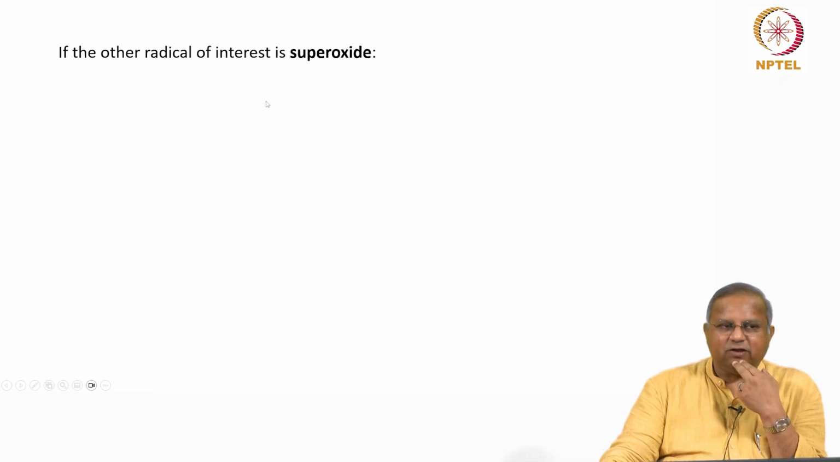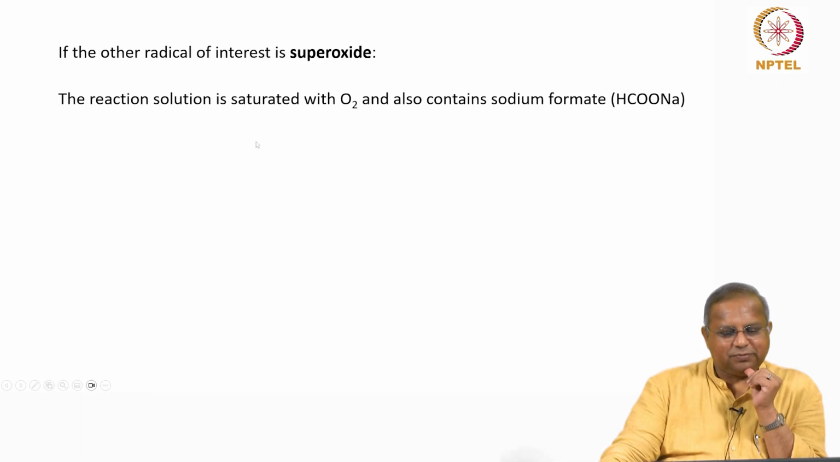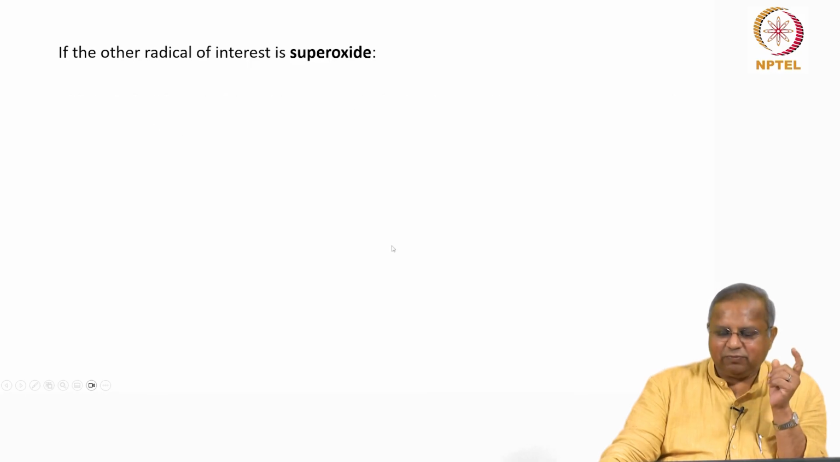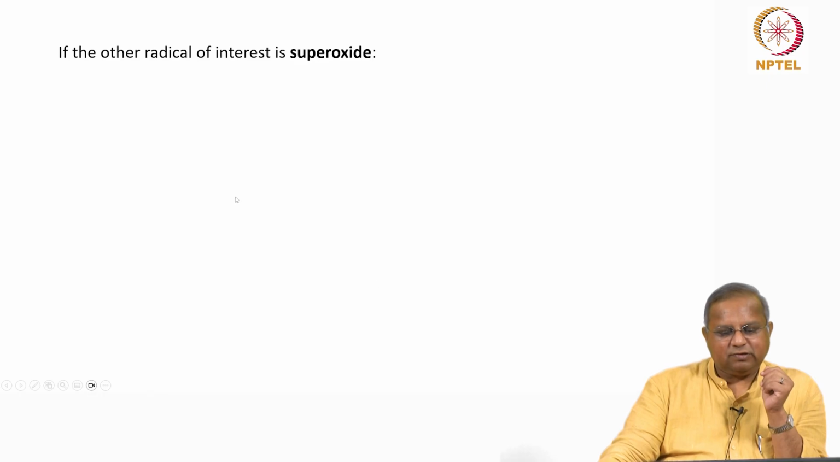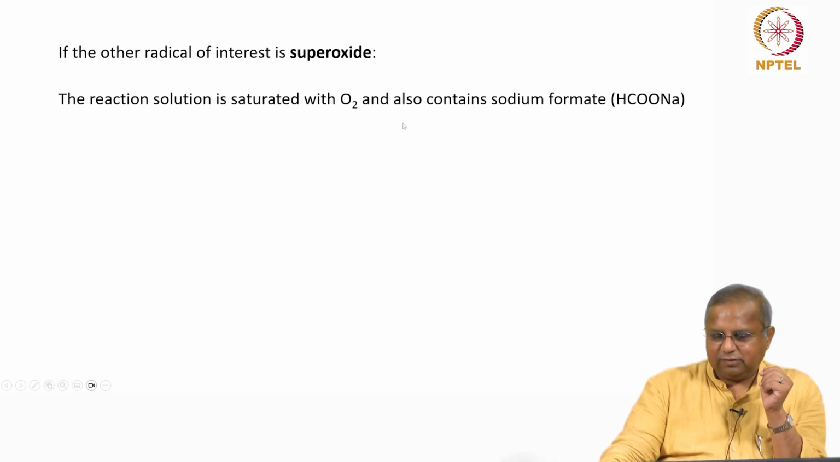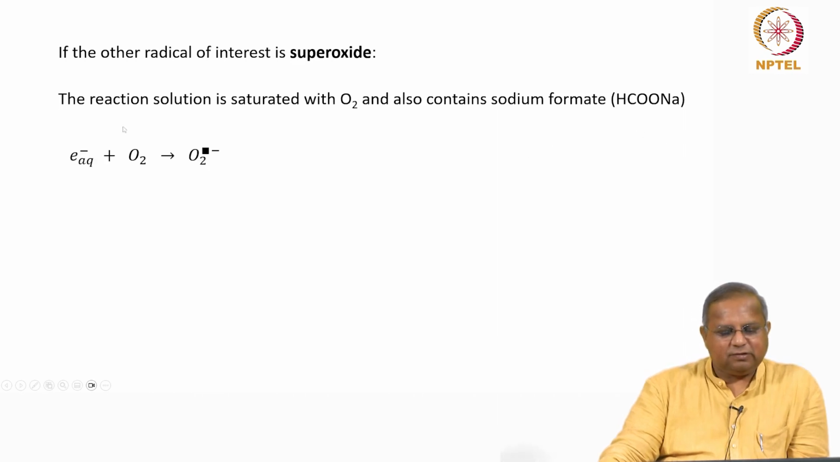If the other radical of interest is superoxide, here it becomes a cleaner system. Why? Earlier we saturated it with nitrous oxide to get hydroxyl. Here you saturate it with oxygen and add some sodium formate to it. Why are we doing this? Because this aqueous electron can react with oxygen to give you superoxide.